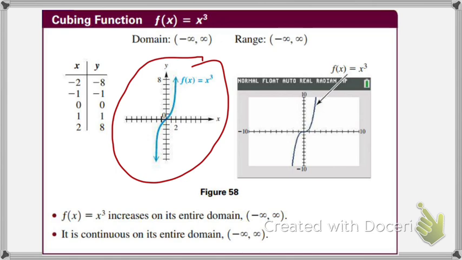Is it ever decreasing? No. Starting way out here at negative infinity, it's always getting bigger. Don't let this little arrow trick you. The y values are always going up as we go from left to right. And if you look down there at the bottom, x cubed increases over the entire domain. That makes sense. Question so far? All of these have been continuous so far.